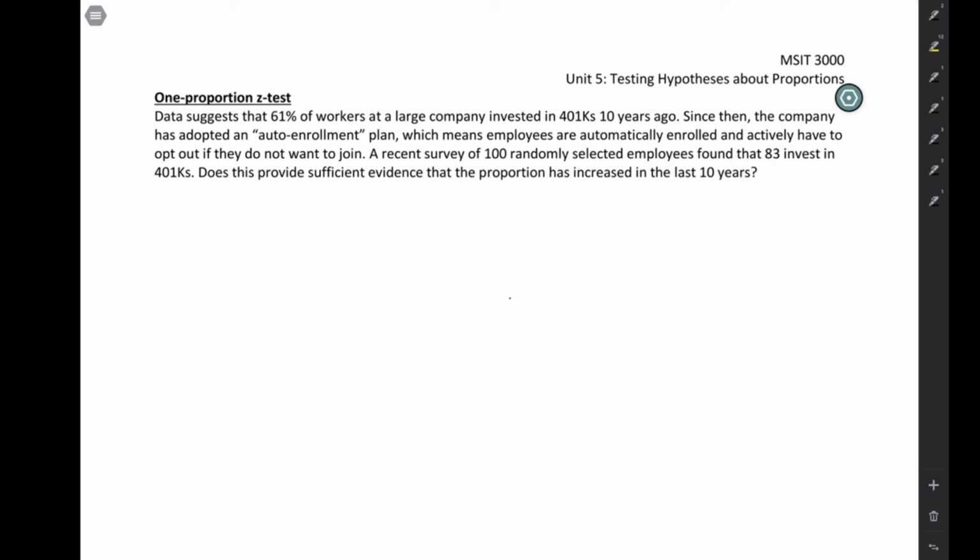Since then, the company has adopted an auto-enrollment plan, which means employees are automatically enrolled and actively have to opt out if they do not want to join. This tends to be really effective, by the way.